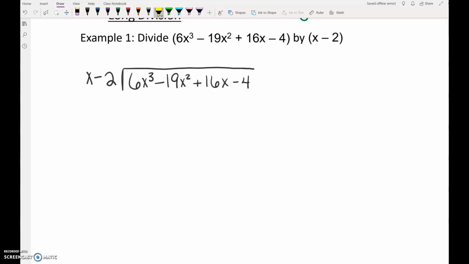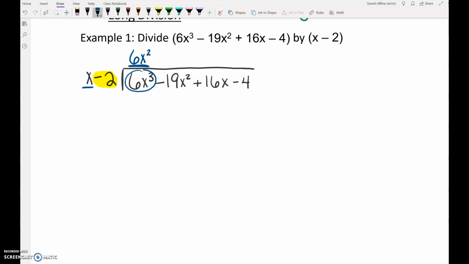Okay, here's the kind of crazy thing. Over here on the left, we only care about the x. The minus 2 just kind of comes along for the ride, but we don't really think about it until the multiplying step comes in. Okay, our first round, we are looking at x times what will give us 6x to the third. So it's kind of like how many times does x go into 6x to the third, but you really want it to be x times this number up top is going to give you 6x to the third. So we need the 6 and we need x squared.